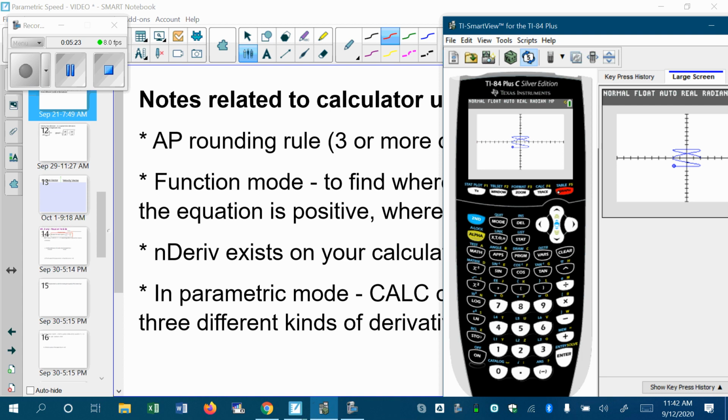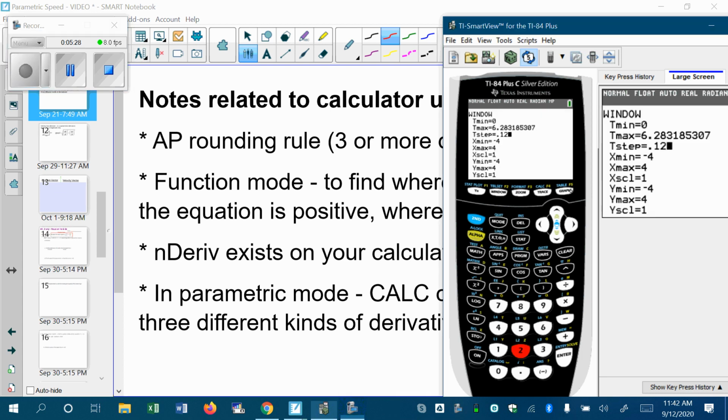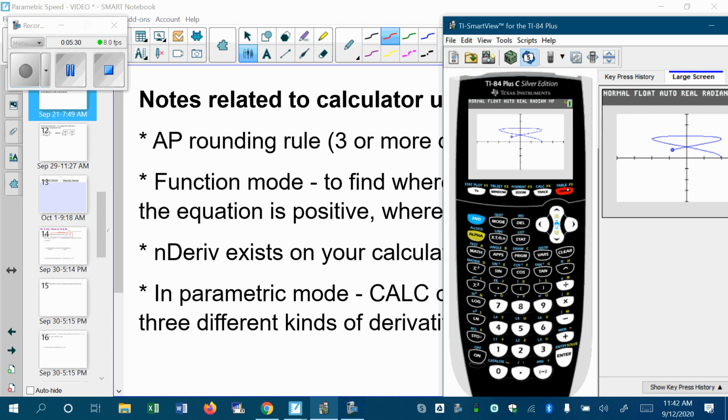Oh, now I changed my window. Hold on. Okay, I was wanting to be able to see this a little bit better, especially if you're watching on a phone. Okay, so that was that parametric graph that was in the previous video.